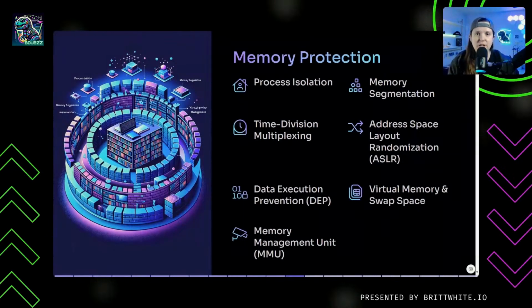In your web browser, you've probably noticed that when one tab crashes, the others keep working. That's memory protection in action. And here's how it works. First, there's process isolation. Think of this like giving each application its own private office. The CPU and Memory Management Unit, or MMU, work as security guards, ensuring each application only accesses its assigned space.